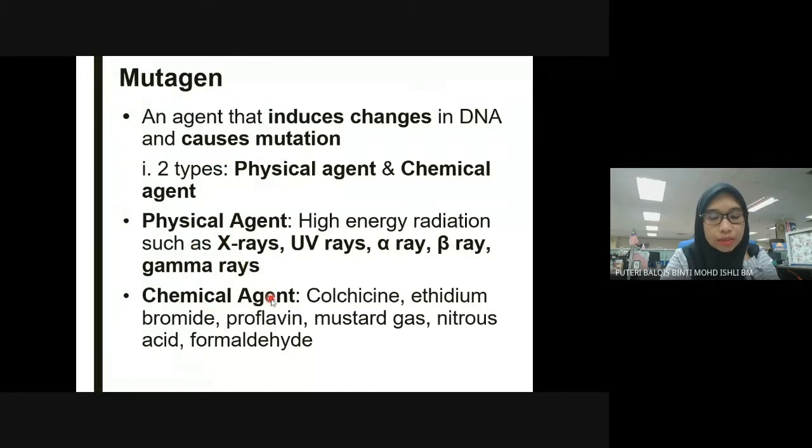Okay, chemical agents we have colchicine, ethidium bromide, proflavin, mustard gas, nitrous acid and formaldehyde. Ada banyak, ingat 2 atau 3 cukup. Ingat 2 je lah, colchicine, ethidium bromide. Okay, that is mutagen, an agent that induces changes in DNA and causes mutation.